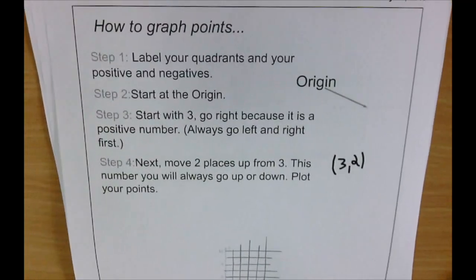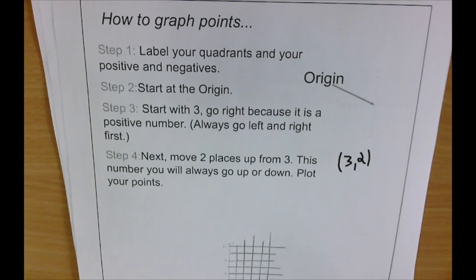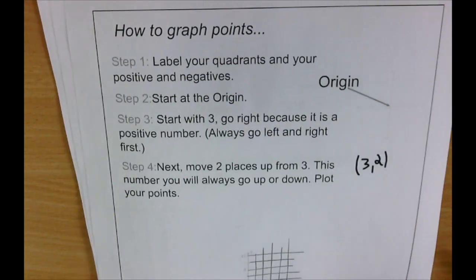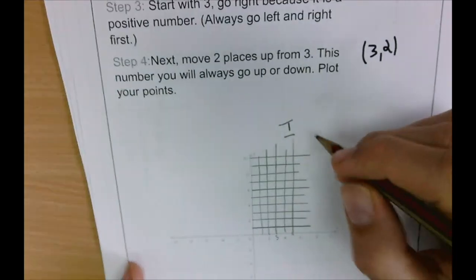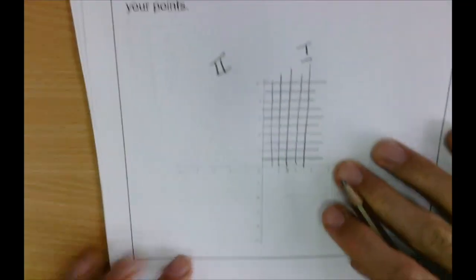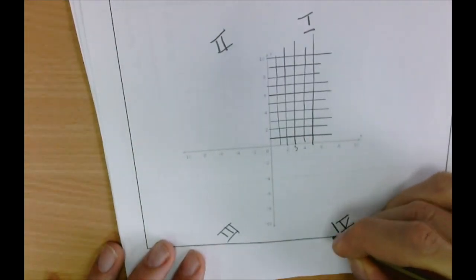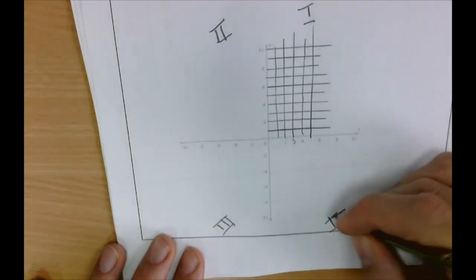So I have some steps here on how to graph points, and we're going to go step by step. The first thing you want to do is label your quadrants and your positives and negatives. A quadrant is just a particular area of where points lie. There's 4 quadrants. 1, 2, 3, and 4.